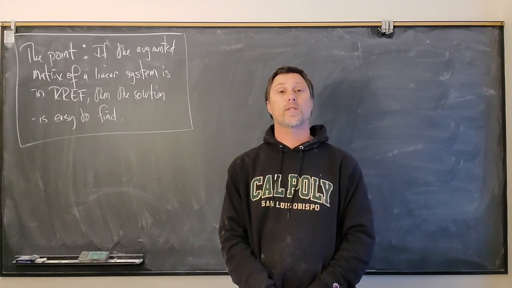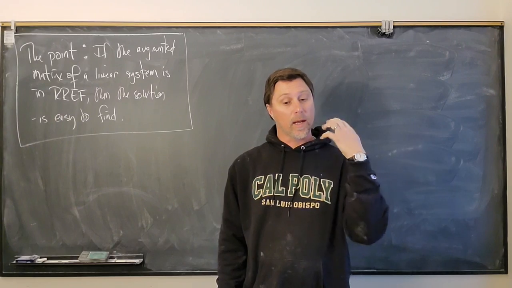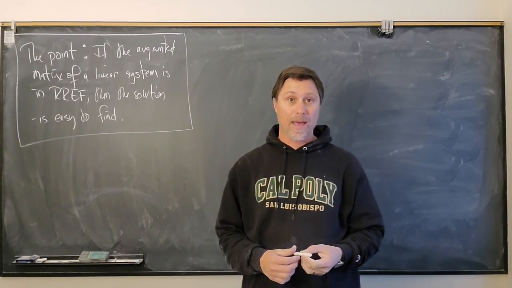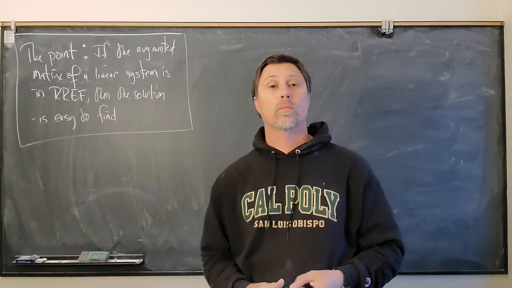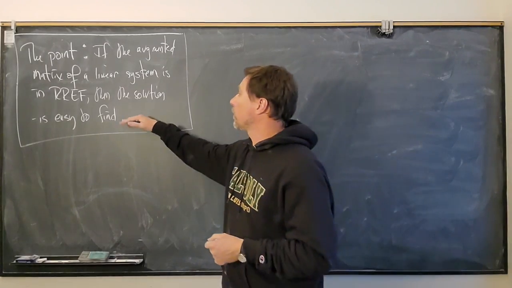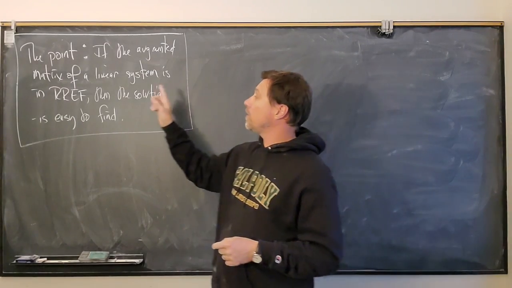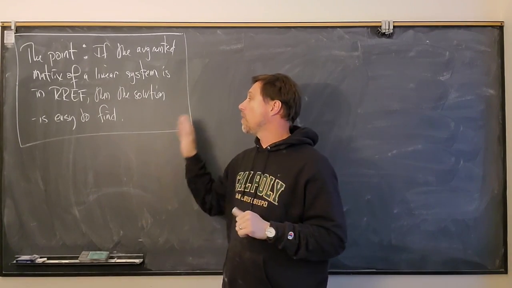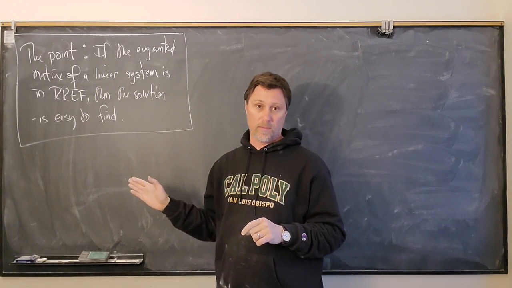Okay, we just did an example taking an augmented matrix and getting it into reduced row echelon form using this process called Gauss-Jordan elimination. What's the point? Why are we learning this? Well, the point is right here. I've already written it down. If the augmented matrix of a linear system is in reduced row echelon form, the solution is easy to find.